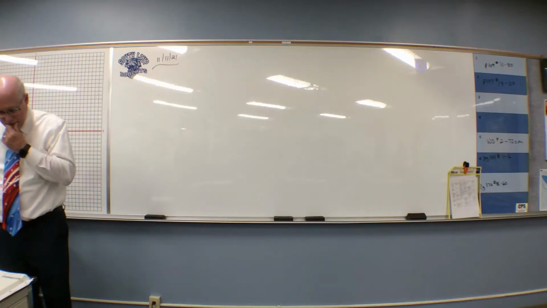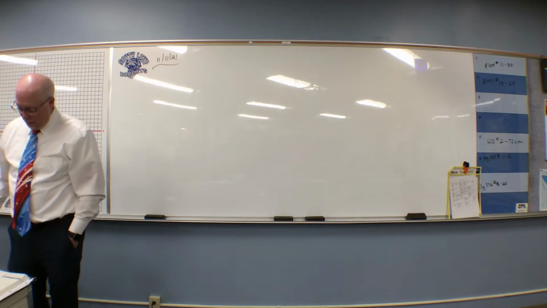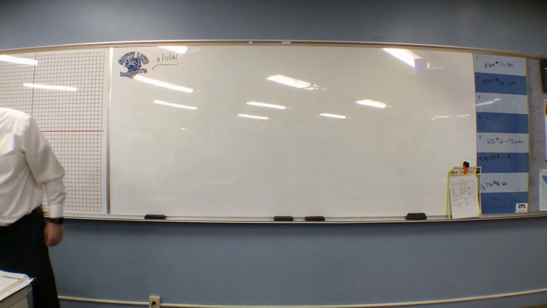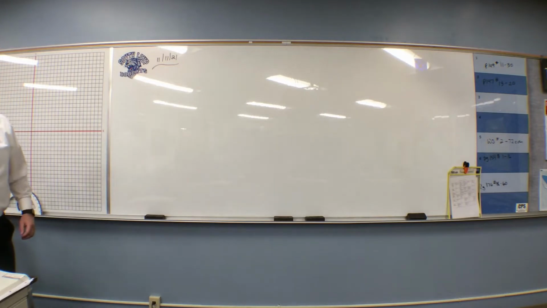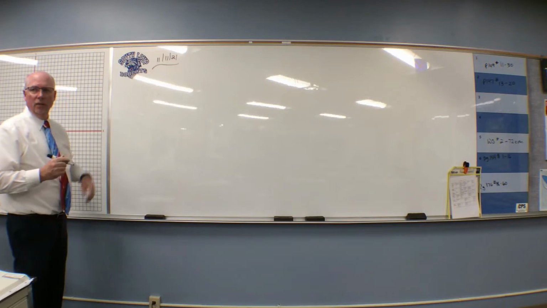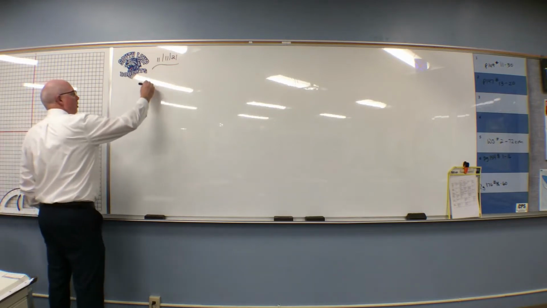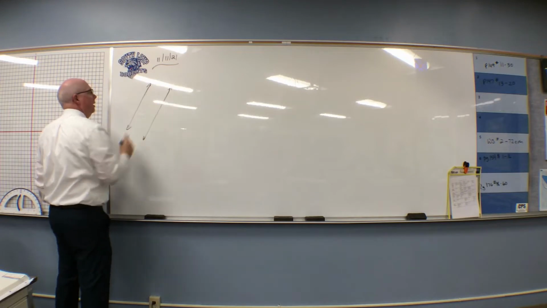Okay, so this is geometry section 2.9, proving lines parallel, page 186. The other day we talked about some special angles, and so I'm just going to draw this like this. Are these lines parallel?